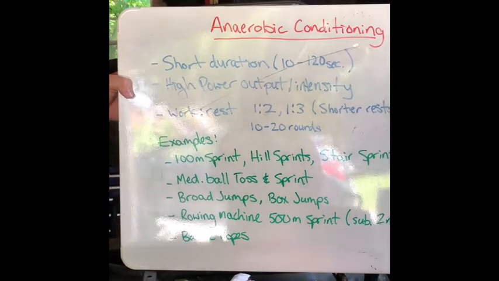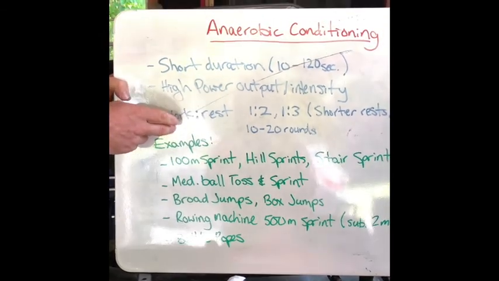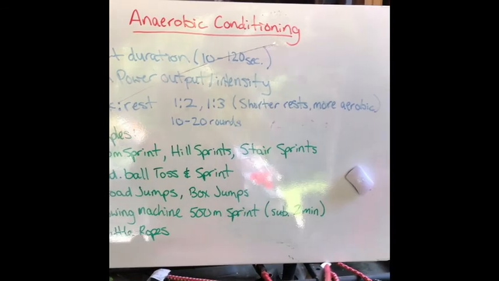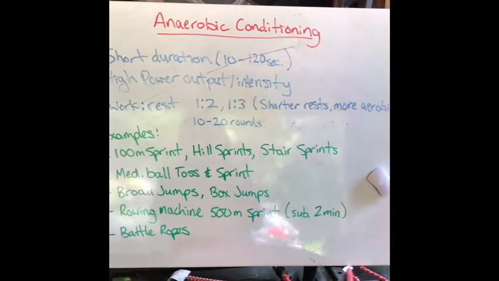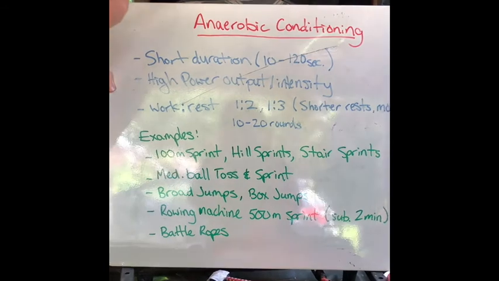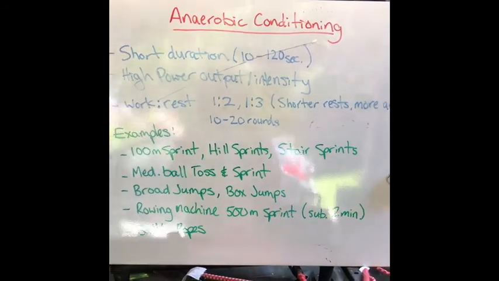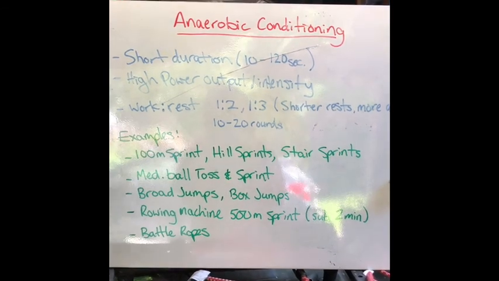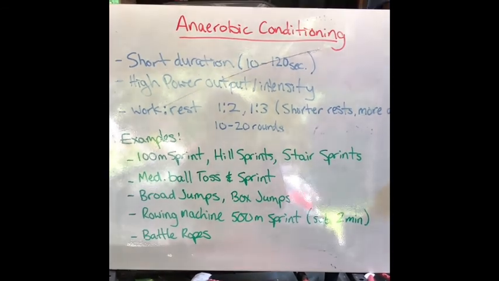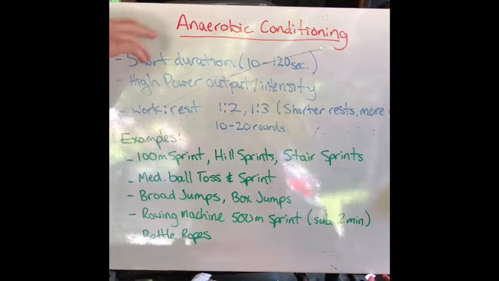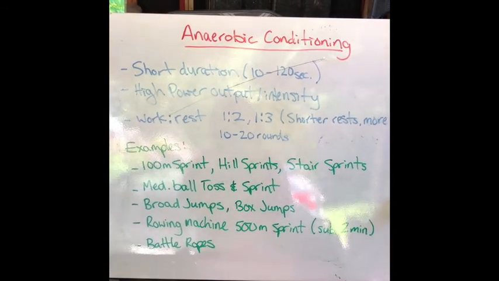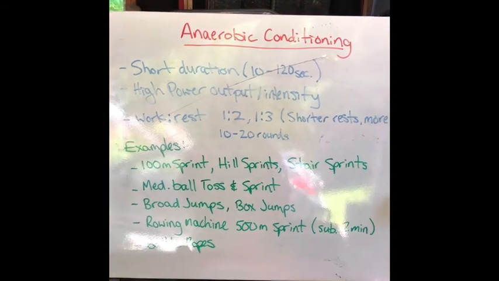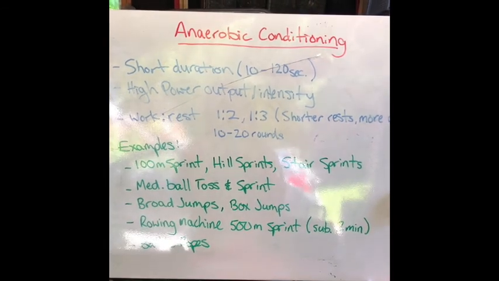In terms of the work to rest ratios, it's going to be anywhere from a 1 to 2 to a 1 to 3 work to rest ratio. So 1 to 2, if I did an interval that lasted 30 seconds and I rest for a minute. 1 to 3, if it was a 30-second work interval, then I'm resting for 90 seconds, a minute and a half. Those give these energy systems time to recover before the next round, and you're going to keep yourself in those energy systems a little bit more firmly.